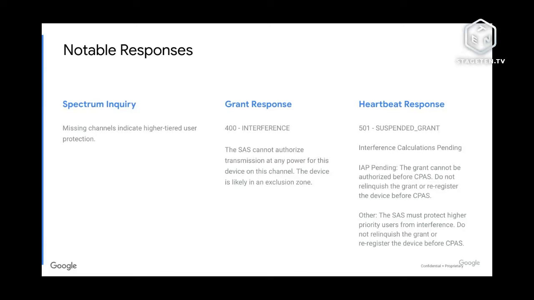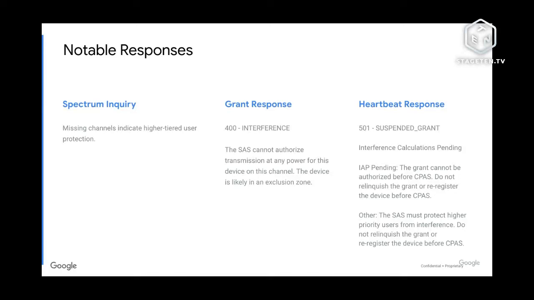The heartbeat response code that might cause you to think about your deployment or tweak the parameters is the suspended grant code, which is 501. And there are 3 possible messages that come along with the suspended grant. We talked a little about these last week, but just to reiterate them, interference calculations pending means that the SAS is still determining how much power can be allocated to your device, and we will respond within just a couple of minutes.